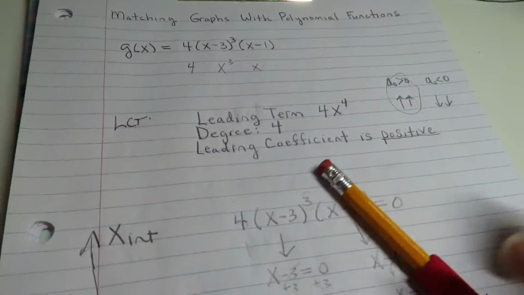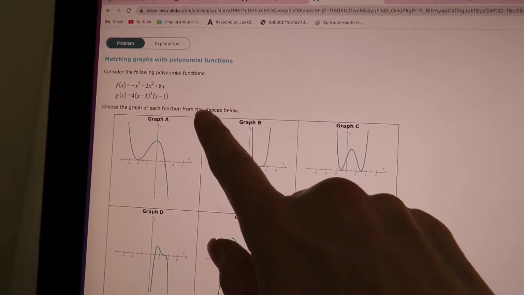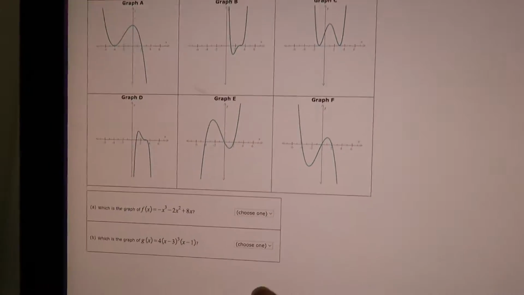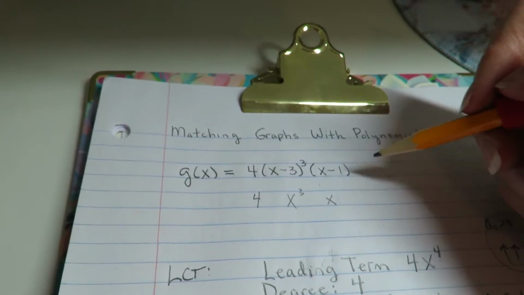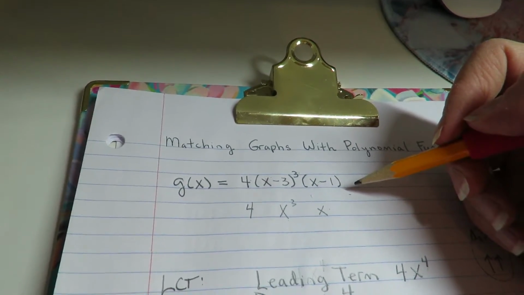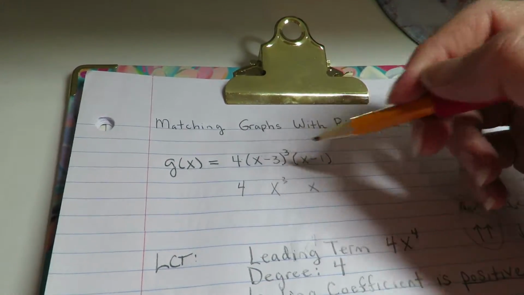Hi gang, so now I'll do the lower one here and we'll figure out which graph that is, and then you would pick the letter here. So first of all, to do the leading coefficient test, you need the degree of the polynomial, not the factored form, but the actual degree.